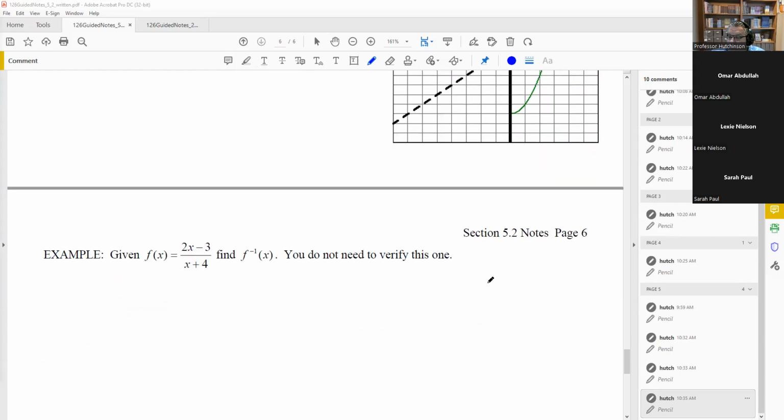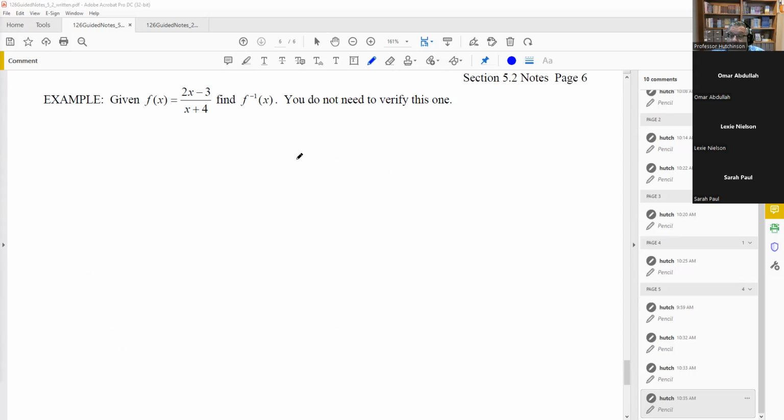Now, the next thing I'm going to take a look at, the next couple of questions in this section, have to do with finding the inverse of a fraction. So we're going to do some fraction problems with this for finding the inverse.